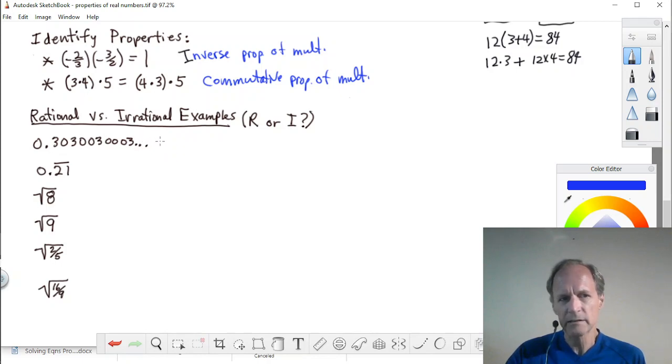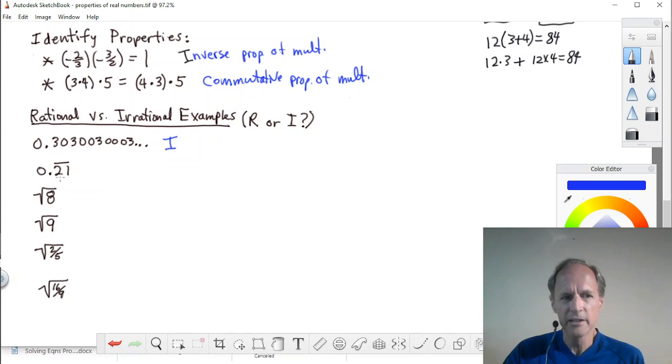But it's not really a repeating decimal, okay? Just because a pattern shows up like that, to be a repeating decimal means there is a sequence of digits that actually repeats. This does not. It's different every time. There's more zeros. It's not repeating. That's irrational. We'll just write an I. Okay, what about this one?